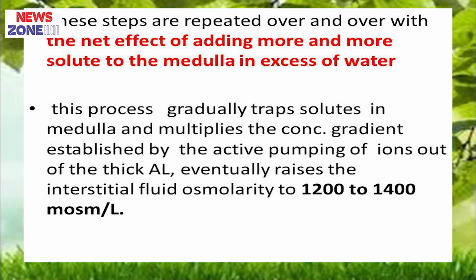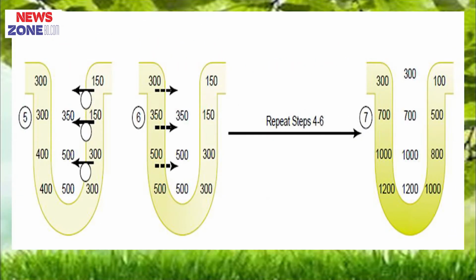So, in this way interstitial osmolarity is continuously increasing serially from top to bottom. It is increasing from 300 milliosmolar upwards, then 700, then 1000, then 1200. In this way, it is gradually increasing from up to downwards, top to bottom.